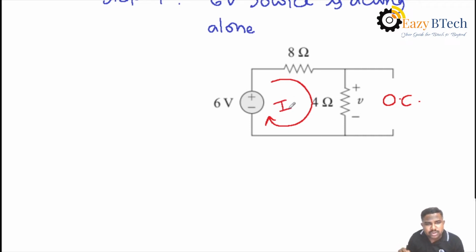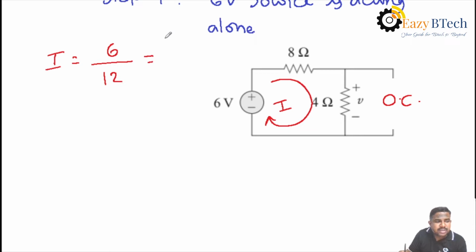Before finding the voltage V across 4 ohms, first you find the current here. After deleting the current source, the circuit becomes only a single loop with a single source, and the total resistance is 8 plus 4, that is 12. Hence, the current I equals total voltage by total resistance, that is 6 by 12, which is 0.5 amperes.